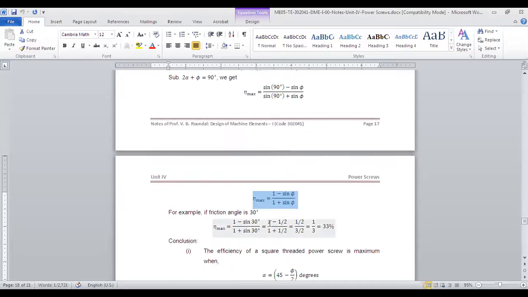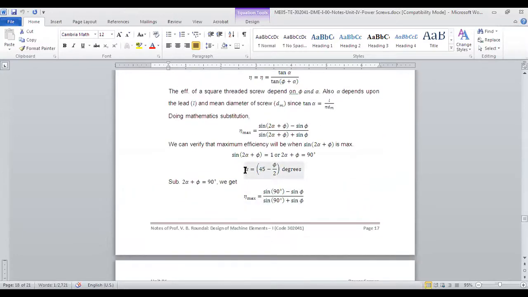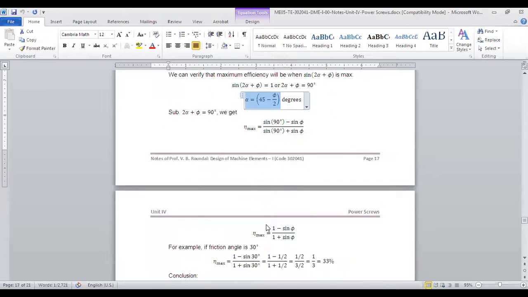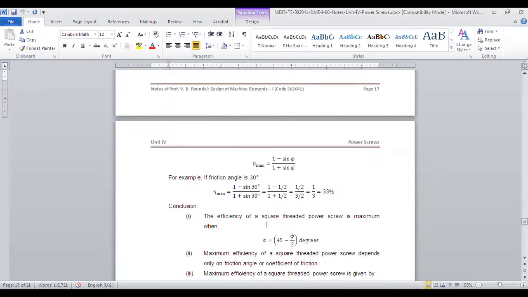And that is true when the helix angle alpha is equal to 45 minus half of your friction angle. Now, if we have, say, a friction angle of 30 degrees, so when phi, the friction angle, is 30, that time your efficiency will be 33%. So like this, we can calculate the maximum efficiency for a given friction angle, or if you know the coefficient of friction, we can calculate the maximum efficiency.